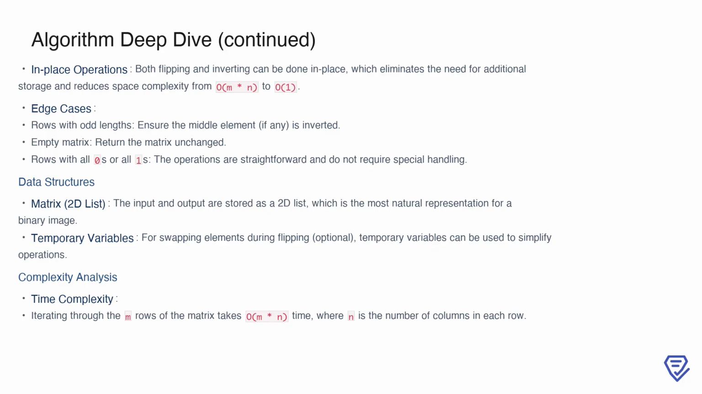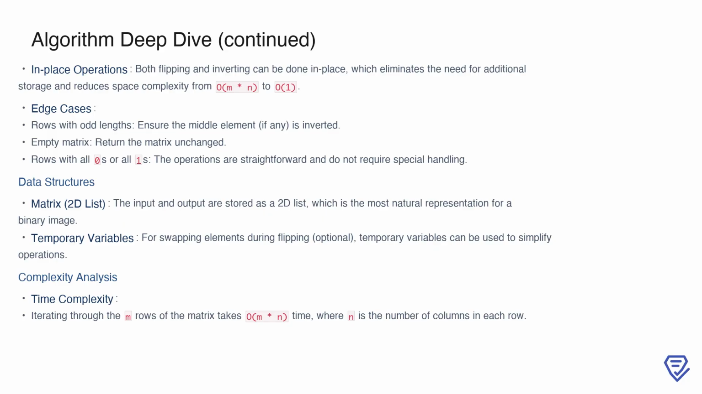There are a few edge cases to consider as well. For rows with odd lengths, the middle element, if present, should be inverted. An empty matrix can be returned unchanged, and rows consisting entirely of zeros or ones do not require any special handling as the operations are straightforward. From a data structure perspective, the matrix is naturally represented as a 2D list in Python, making it easy to process. Temporary variables can also be used for swapping elements during the flipping step, but they are optional.